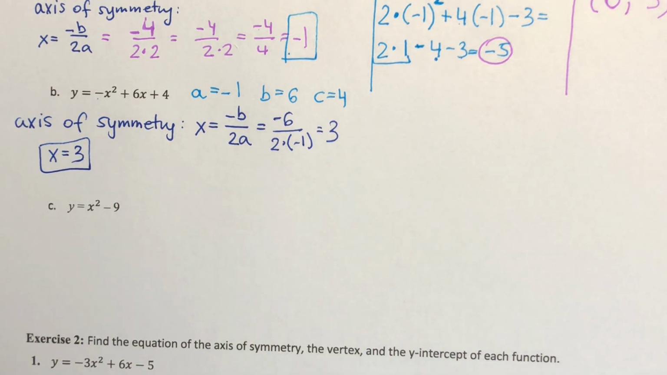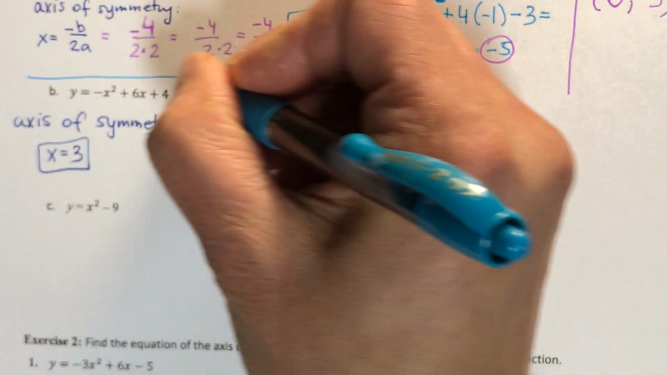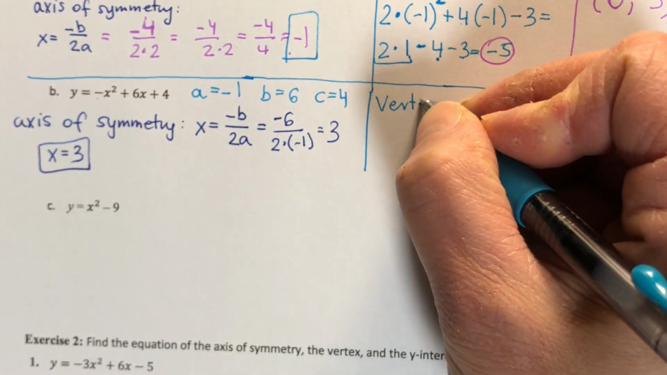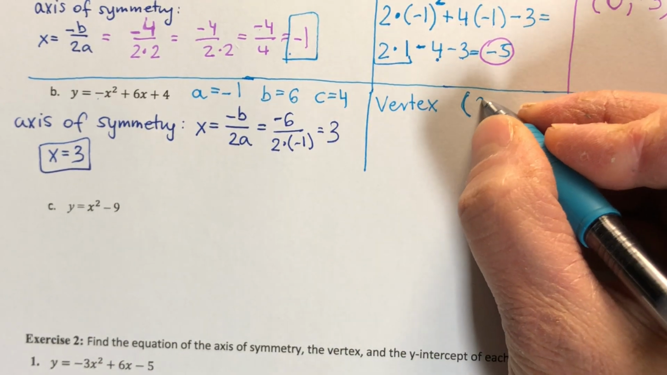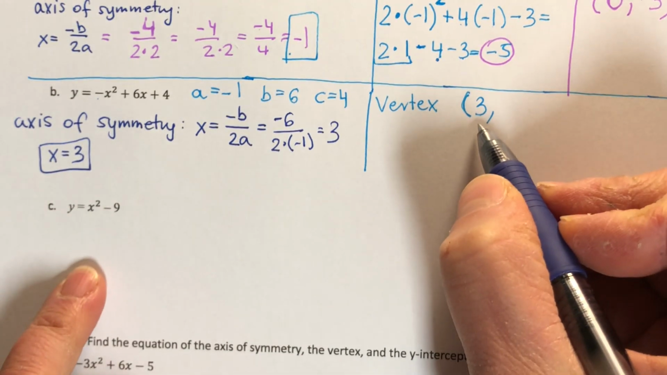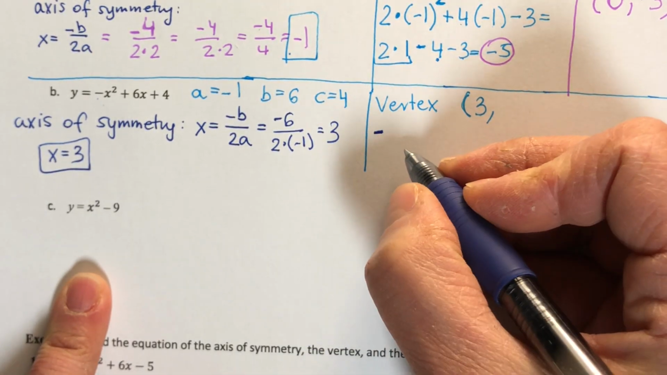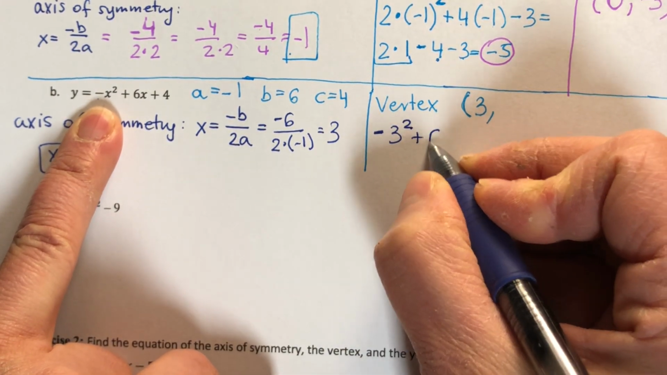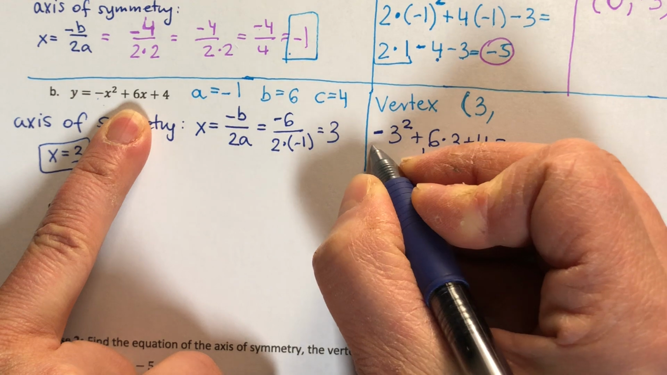All right, the next thing that we need to find is the vertex. So for the vertex, again, because we did find the axis of symmetry, I know that that is the x-coordinate of the vertex. And now what I am going to do is take that 3 and plug it everywhere in place of x into my equation. So negative sign is right in my formula. Negative 3 squared plus 6 times 3 plus 4.